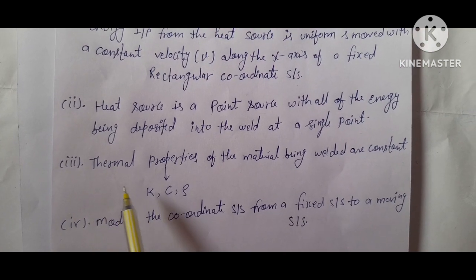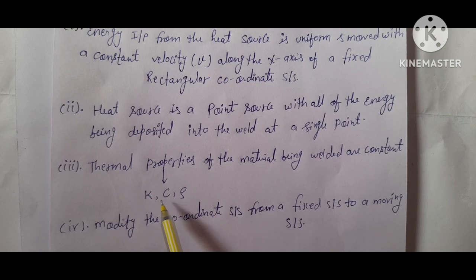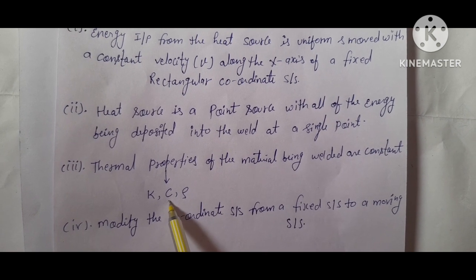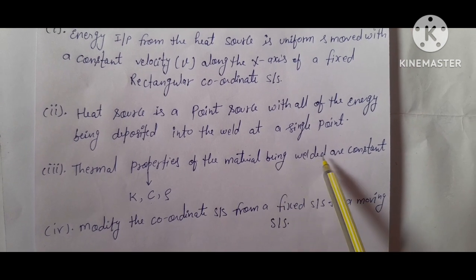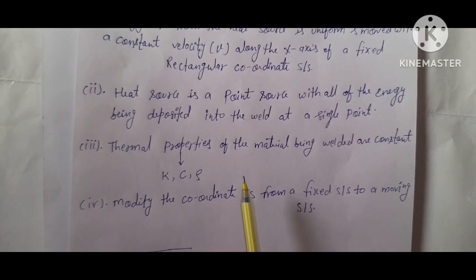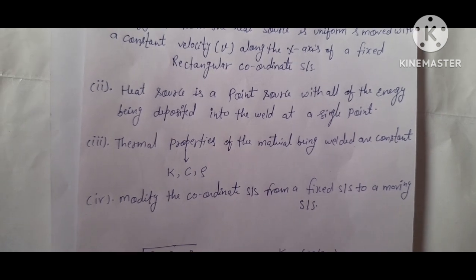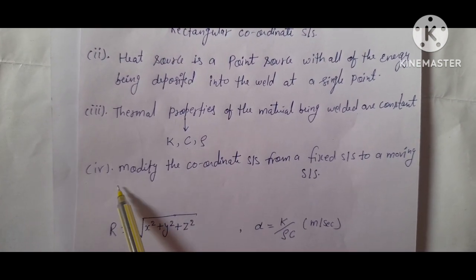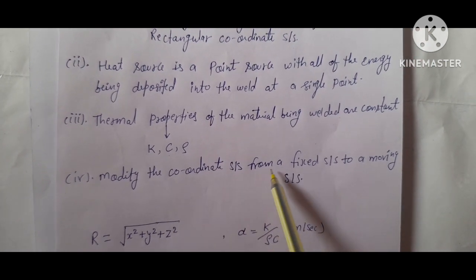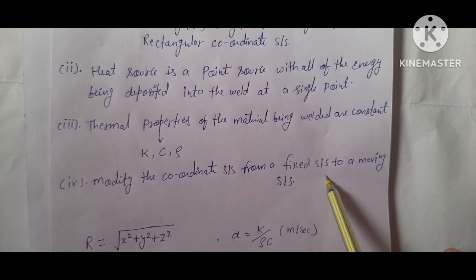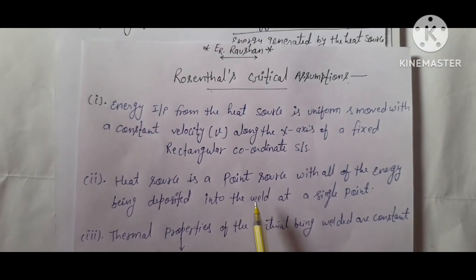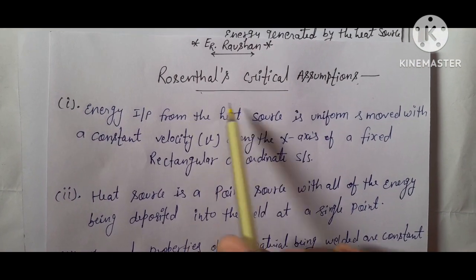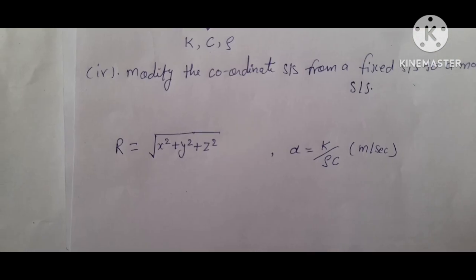Now the third one is that thermal properties like conductivity, specific heat and density of the material being welded are constant, no change in thermal properties. And the fourth one is to modify the coordinate system from a fixed system to a moving system. So these are the assumptions known as Rosenthal's assumptions.